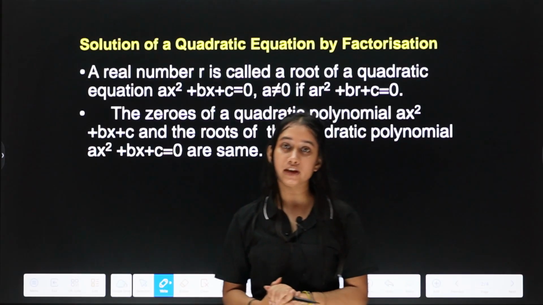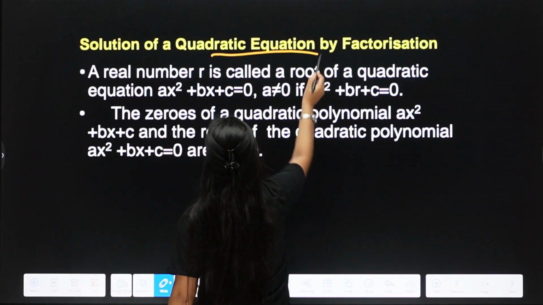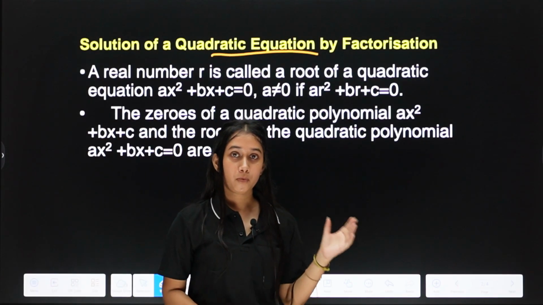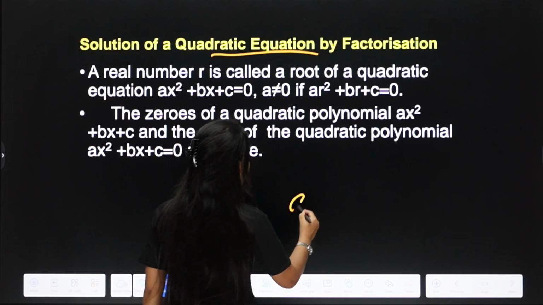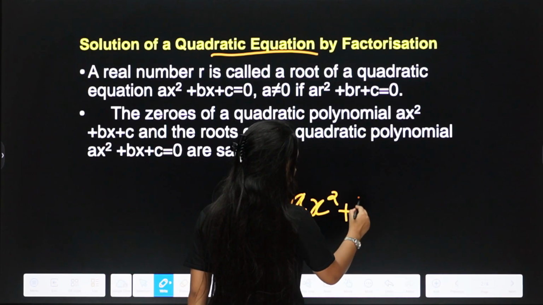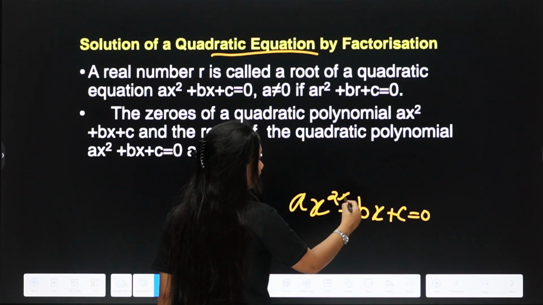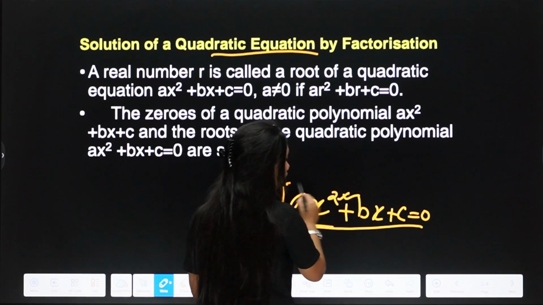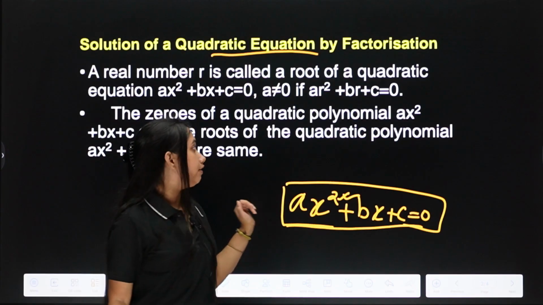In this video we are going to discuss quadratic equations and the solution of a quadratic equation by factorization. So first of all, what is a quadratic equation? Quadratic equations are equations where the polynomials are of degree 2. For example, ax square plus bx plus c is equal to 0. Here the degree is 2, so this is a quadratic equation, and this is the general form of a quadratic equation.